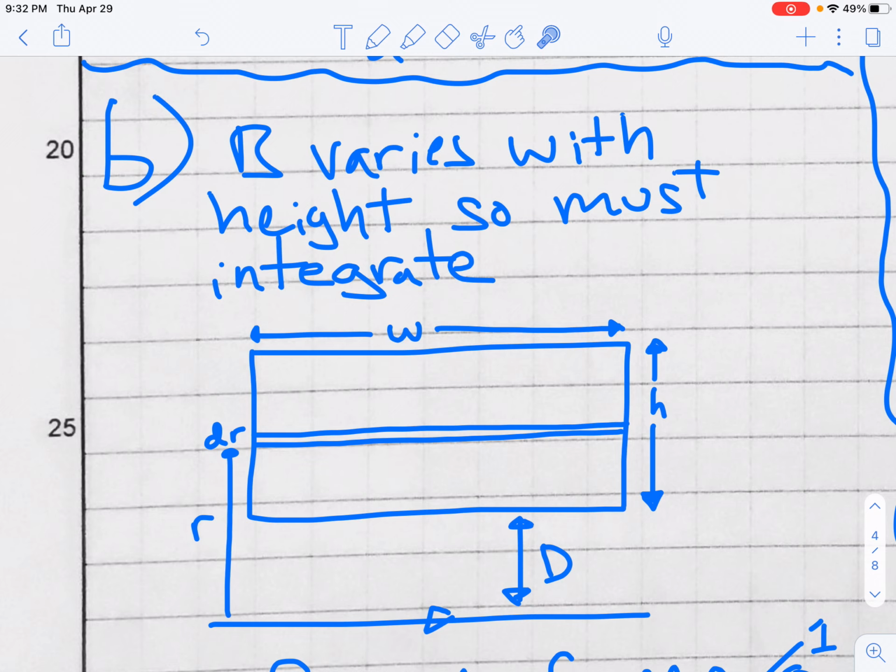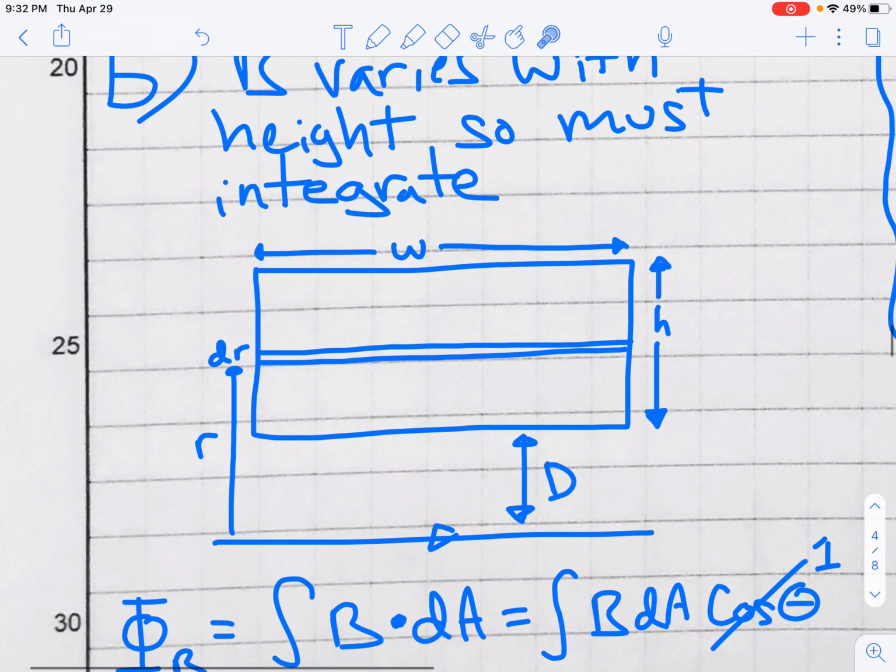Here's our wire with the current flowing to the right. It's up a distance d. This was a height, we had a width. We're going to cut this into little tiny strips and find the flux in each strip and then add up all these strips through integration. So the distance that we are up is r. This little strip has a width or a height difference of dr.